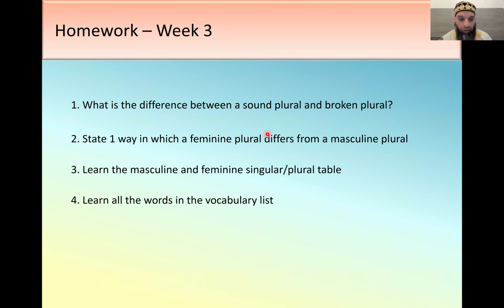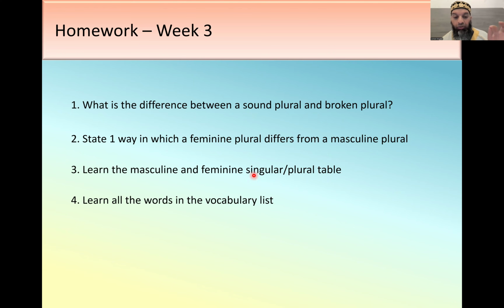Just before we go, I just want to mention that the homework is, number one, what is the difference between a sound plural and a broken plural? So these are sort of hints to what you need to know for the test. So what is the difference between a sound plural and a broken plural? State one way in which a feminine plural differs from a masculine plural. So remember atun, atin, and una, ina. So I'm giving you the answers. Learn the masculine and feminine singular plural table.